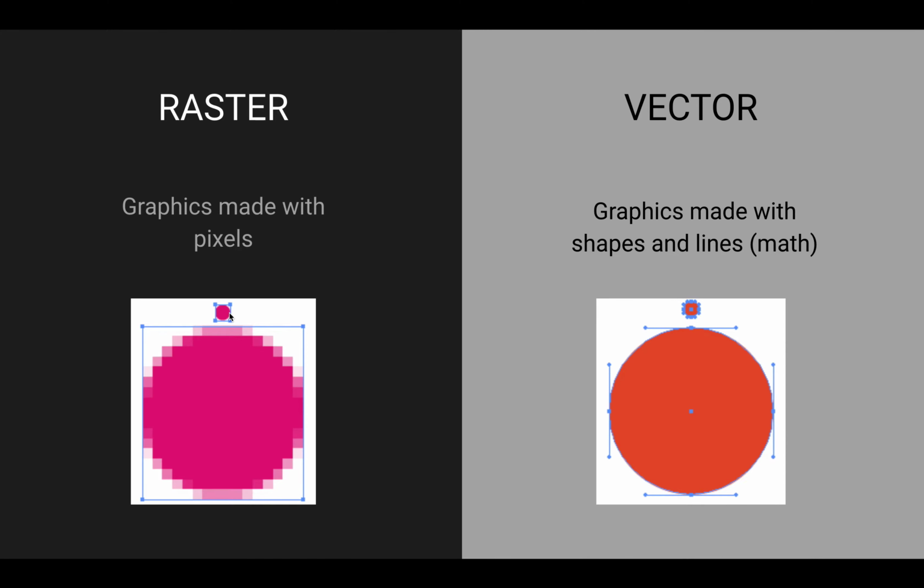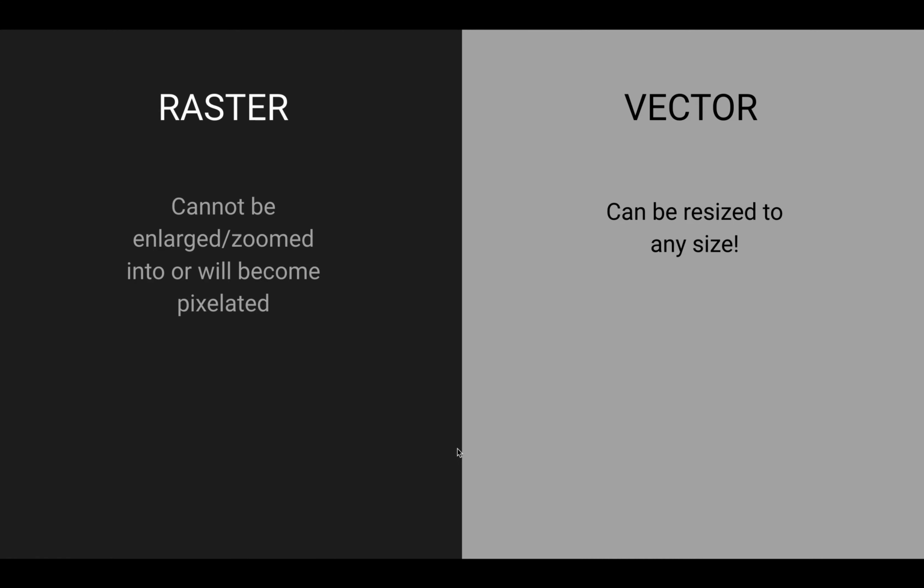Rasters, on the other hand, are made with pixels. Pixels are little squares, and they're usually tiny enough that you can't even notice that they're squares. But sometimes you don't have enough of them, and when you try to blow them up, you get this fuzzy square look that you will associate with bad graphics. So you see that this is the tiny circle, and then when you blow it up here, it looks all pixelated. And this shows you how the circle is made out of these squares. So rasters cannot be enlarged or zoomed into, or they'll become pixelated. Vectors can be resized to any size.